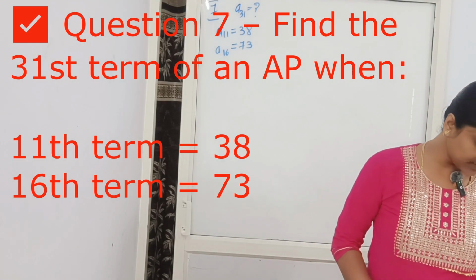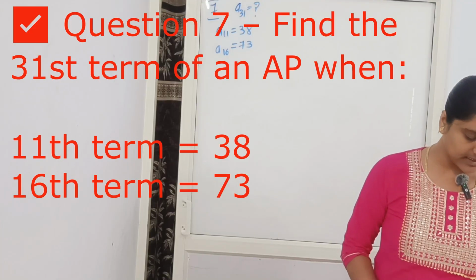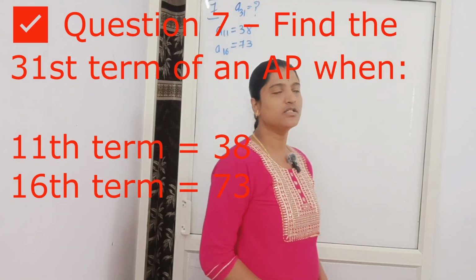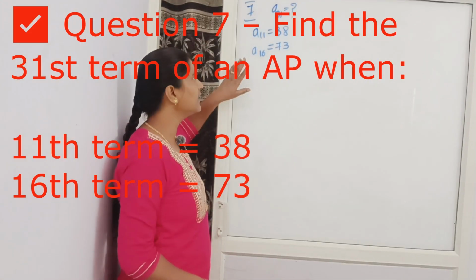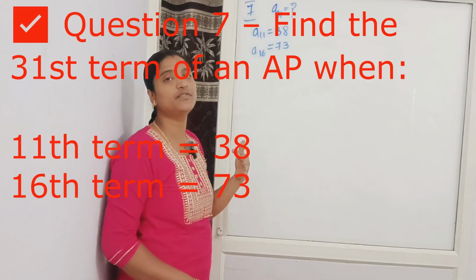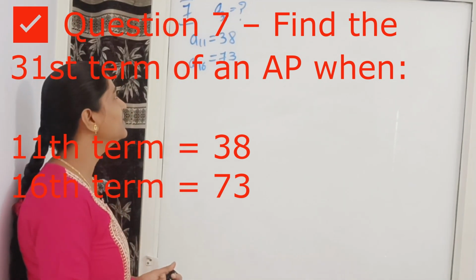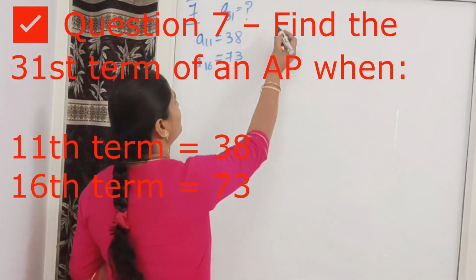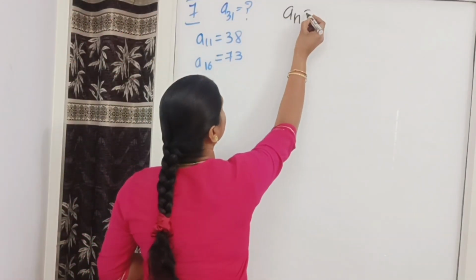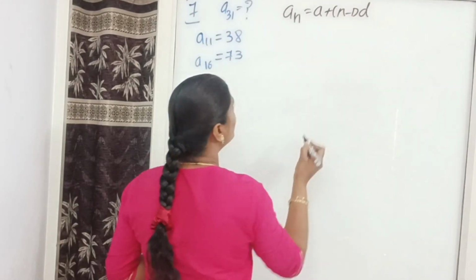Find the 31st term of an AP whose 11th term is 38 and the 16th term is 73. The 11th term and 16th term are already given, and they are asking us to find the 31st term. Nothing else is given. So what we need to do? We need to apply the nth term formula of an AP. What is the nth term formula of an AP? An is equal to A plus n minus 1 into D.